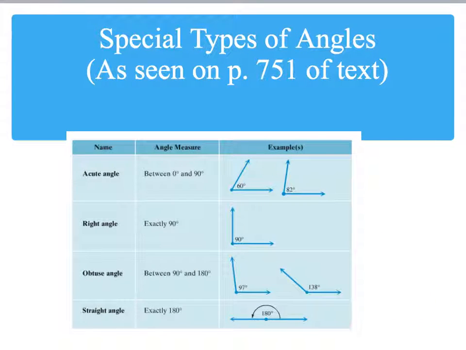Finally, some special types of angles are referred to in this section and defined. This is seen on page 751 of your textbook. Some of these definitions we've already gone over once before. We've talked about acute angles being between 0 and 90 degrees, right angles equaling exactly 90, an obtuse angle being between 90 and 180, and a straight angle being exactly 180 degrees.